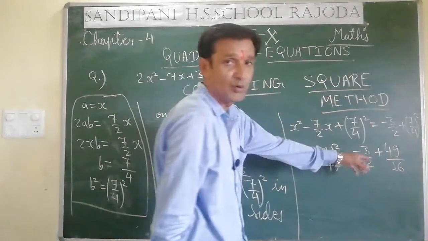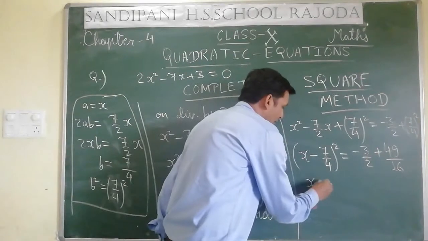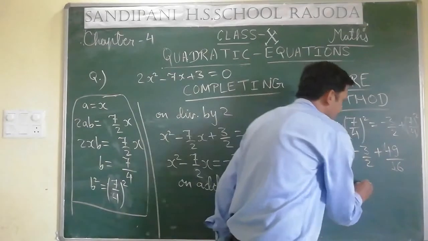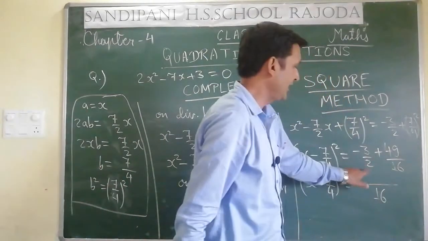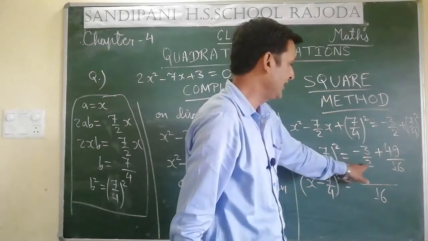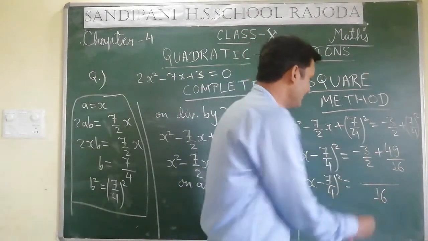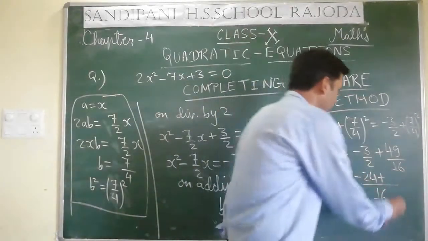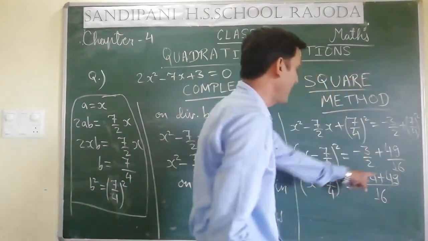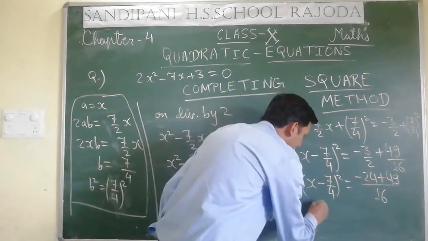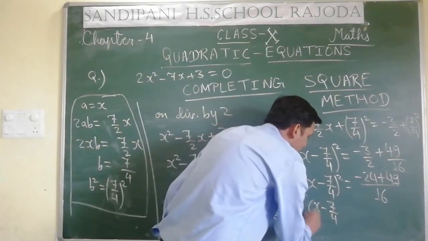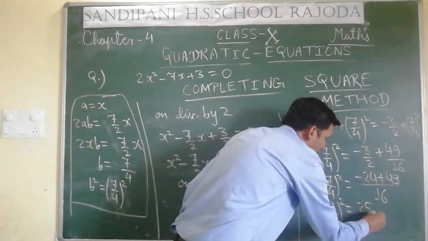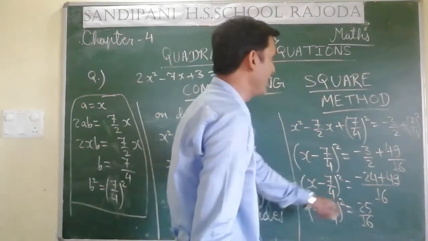Now you will have to take the LCM of these two values. LCM of 2 and 16 is 16 only. In table of 2, 16 will be 8 in 8 times. So my 8 into minus 3, that is minus 24, plus 16 1 the 16, 49 1 the 49. 49 minus 24, that is x minus 7 by 4 whole square is equal to 25 by 16, that is equal to 5 by 4 whole square.